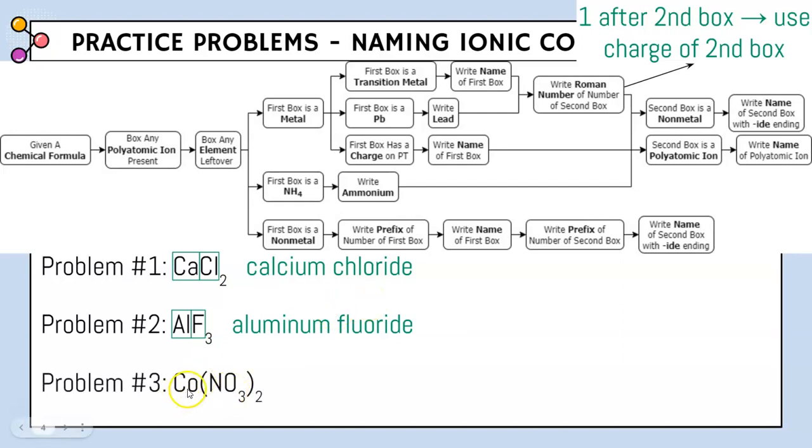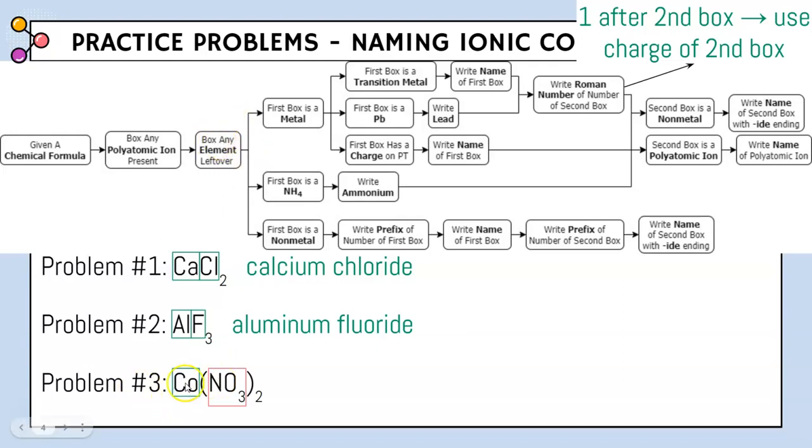Moving on to number 3, we have Co(NO3)2. We're given a formula. Box any polyatomic ions present. Well, this time we have 3 different types of elements, so we know there's a polyatomic ion. And when you look at your polyatomic ion list, you're going to ignore the charge part, just looking at the symbols and the subscripts, and you're going to see NO3 is a polyatomic ion. So we're going to box it, and then we're going to box any elements left over, so we're going to box Co.